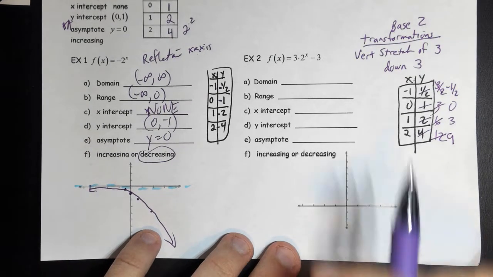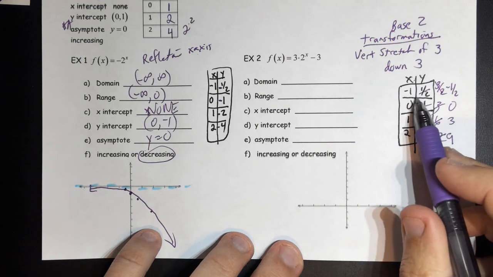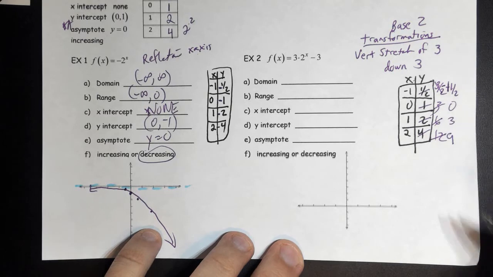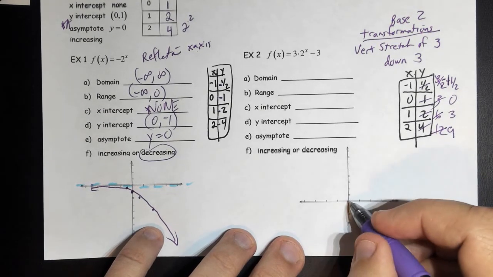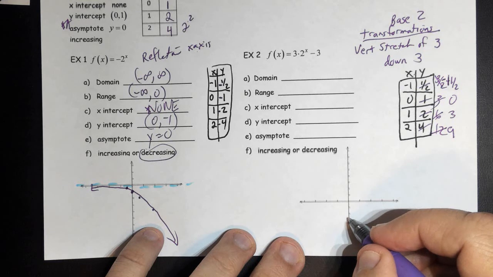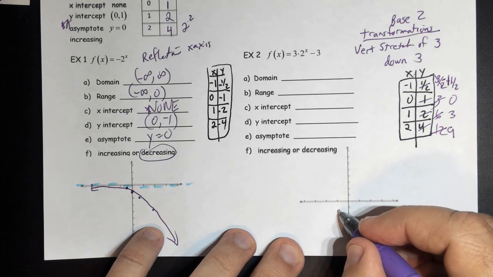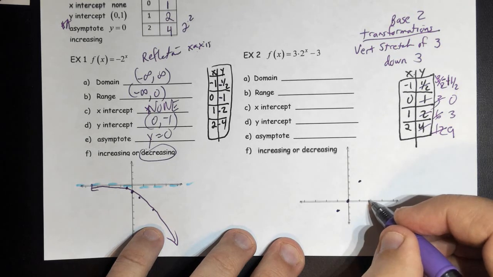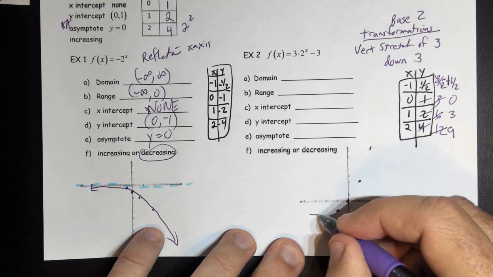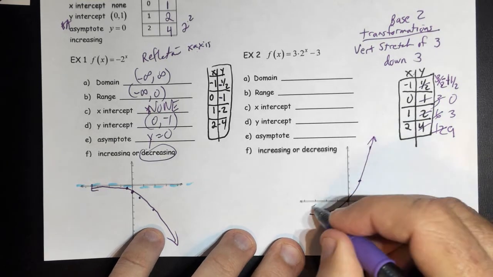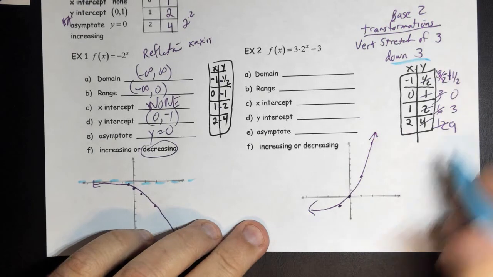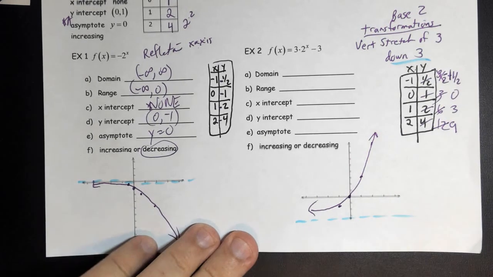Remember, it should have stretched it and brought everything down. So this is negative 1 and 1 half, sorry, that's what I said. So negative 1 and 1 half would be about here. 0, 0, 1, 3, 2, 9. So we're going to have something that looks like this. Well, where is that horizontal asymptote? Well, remember, the only thing that moves a horizontal asymptote is up and down moves. Where I had an up and down move of 3, that horizontal asymptote is going to be here.